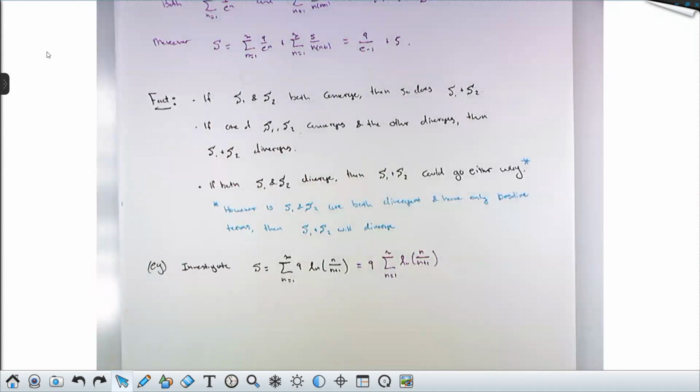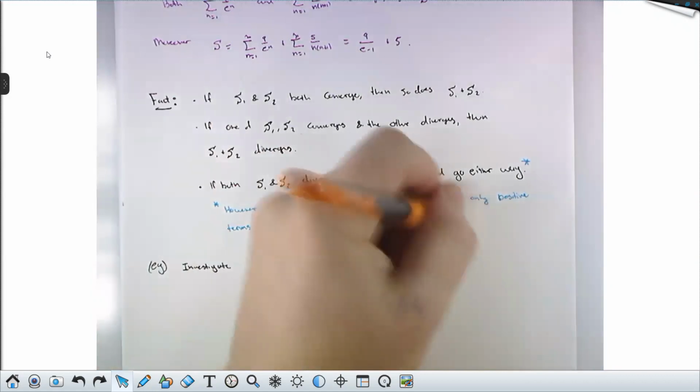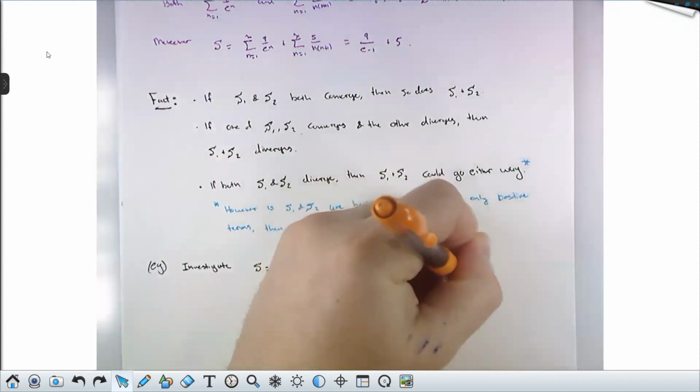Who here loves logarithms? It's a love-hate relationship. Okay. That's okay.